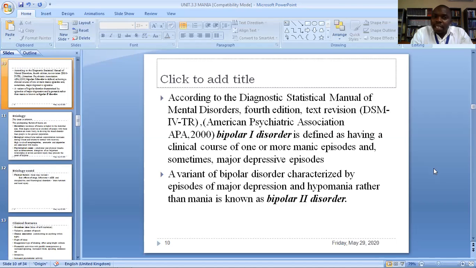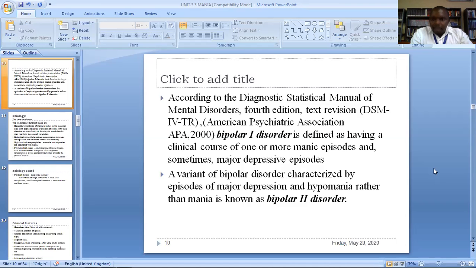So according to DSM-4 TR, bipolar 1 disorder is defined as having a clinical course of one or more manic episodes and sometimes major depressive disorder. What are we saying? According to the American Psychiatric Association, through their DSM-4 text revision, one who has bipolar 1 disorder should have one or more manic episodes and sometimes a major depressive episode. Then we are going to refer to it as bipolar 1 disorder.